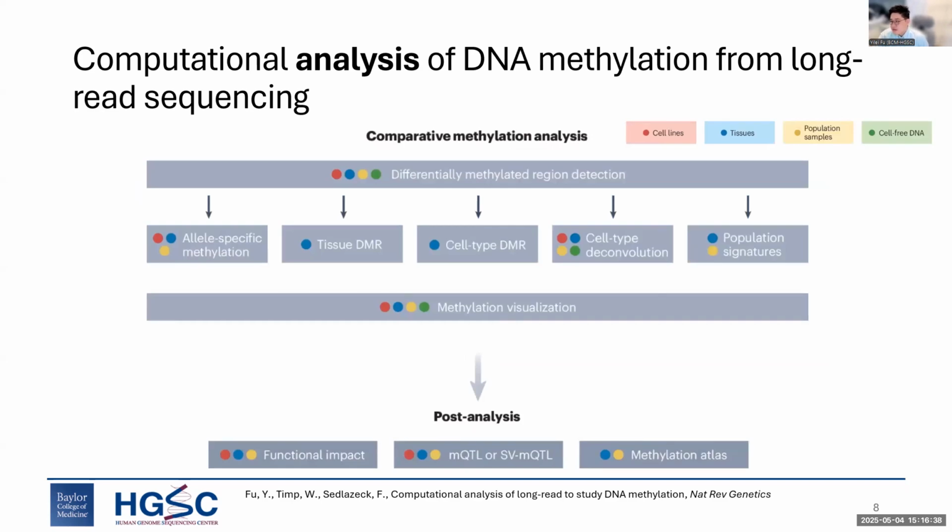For comparative methylation analysis, differentially methylated region detection is usually performed to identify allele-specific methylation, and tissue type and cell type differentially methylated regions. Cell type deconvolution and identification of population signatures can also be achieved with computational methods. Those results further lead to various post analyses. The colors in the boxes represent which type of input samples use the steps and generate the results in post analysis.